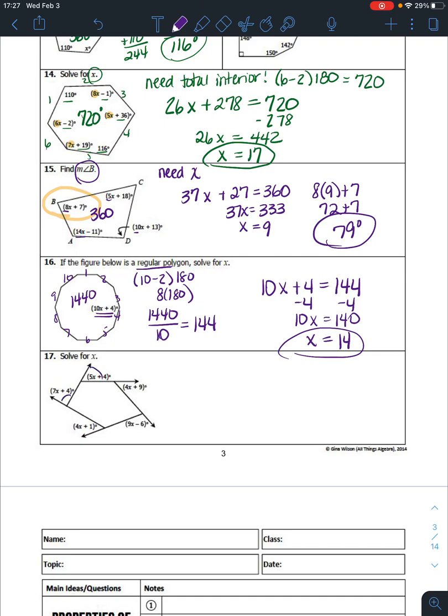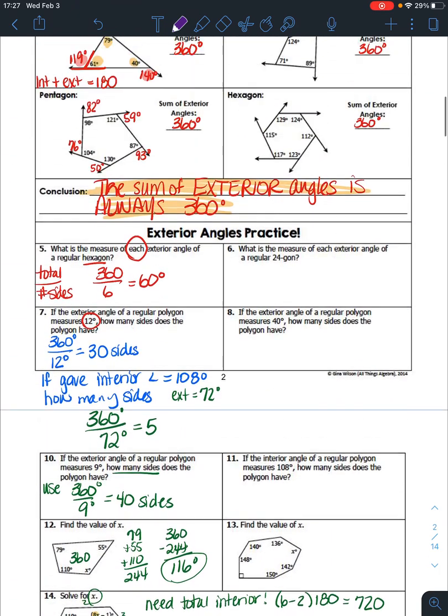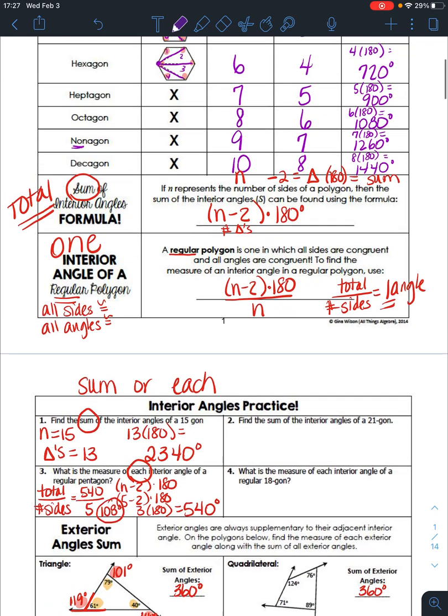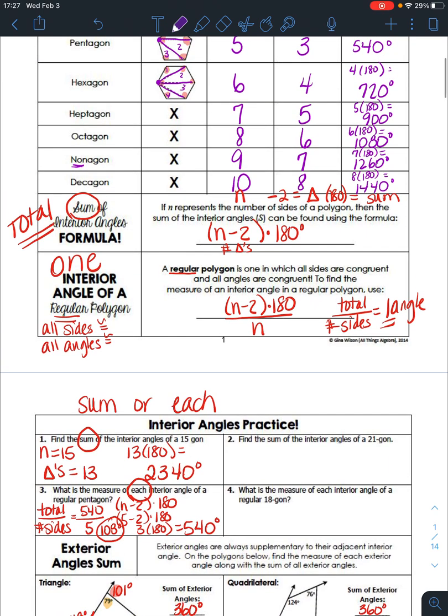Here's a hint on number 17. These are all exterior angles. And we just talked about, remember, all exterior angles add up to 360. Always. It doesn't matter how many sides there are. So if you want to know the sum of the interior, we go way back. The sum of the interior is all of them. Find the number of triangles, which is sides minus 2, and multiply that by 180. If you want to know what one of them is, find the total and divide by the number of sides or angles.